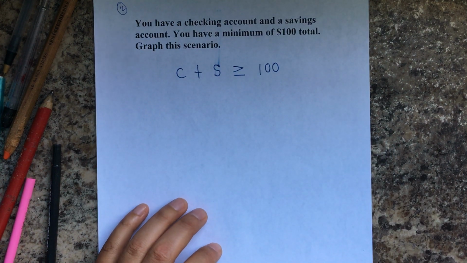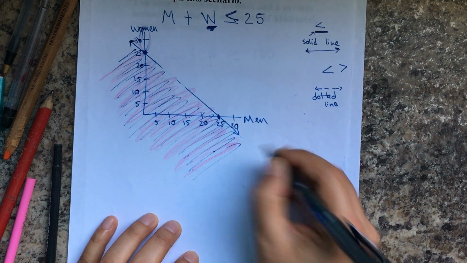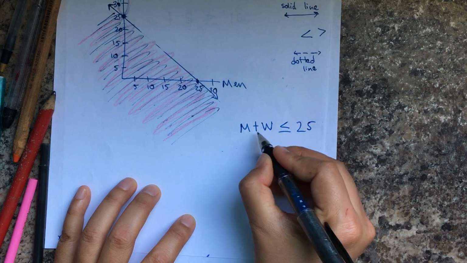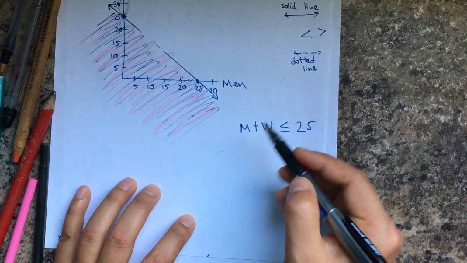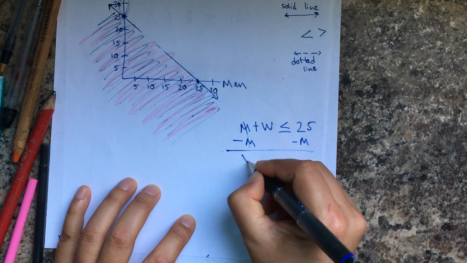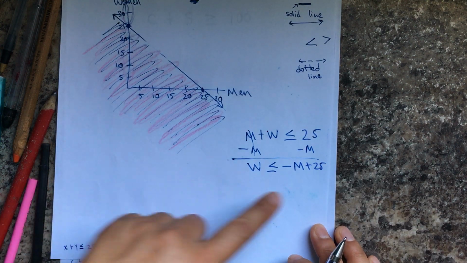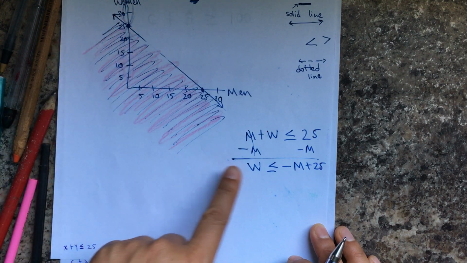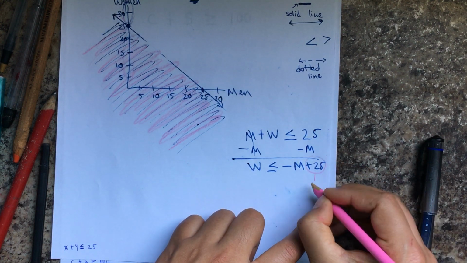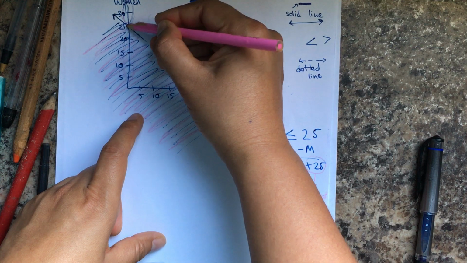Again, I was going to show you how to graph using the other method. I'm sorry for going back and forth. So to do it with the other method, you're going to have M plus W is less or equal than 25. You're going to leave the Y, the one that is by itself, so you're going to subtract M from both sides. Your W is less or equal than negative M plus 25. Now that the Y, or in this case W, is by itself, this is going to be your initial point. That's your y-intercept. And it's at 25, so that's your first point.